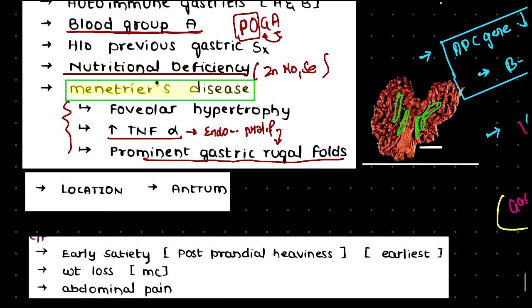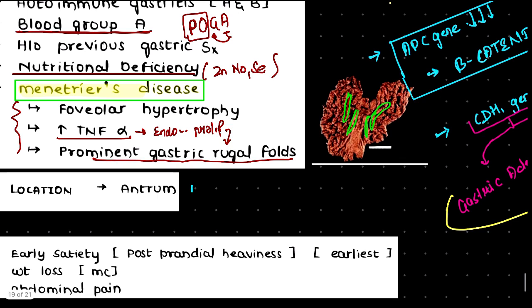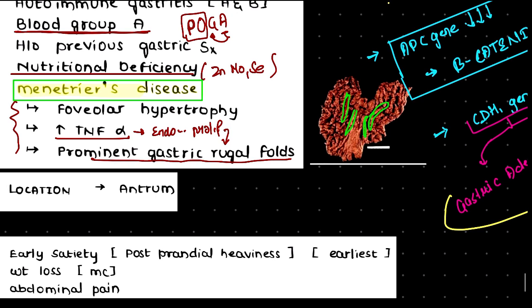Location. Talking about location, the main site that adenocarcinoma affects is the antrum region, right? And there will be involvement of the lesser curvature, and also involvement of the greater curvature, but it is more prone to the lesser curvature, right? There is one important clinical correlation here.